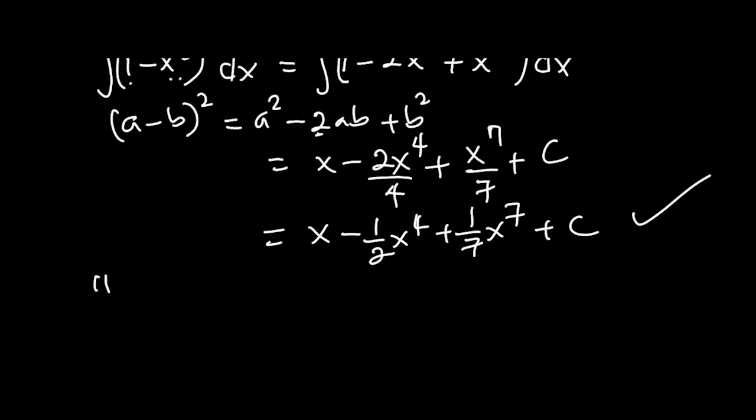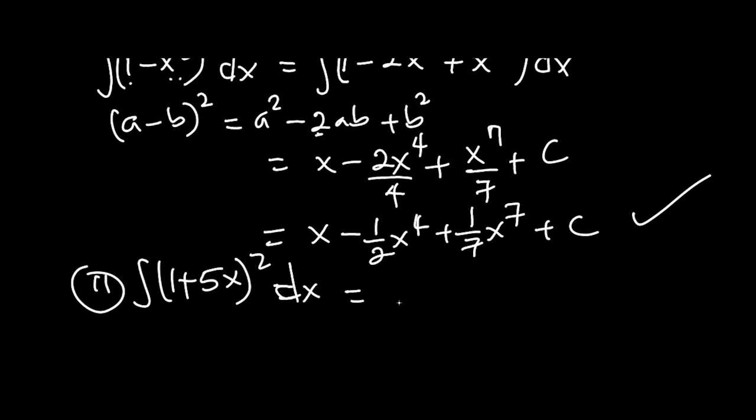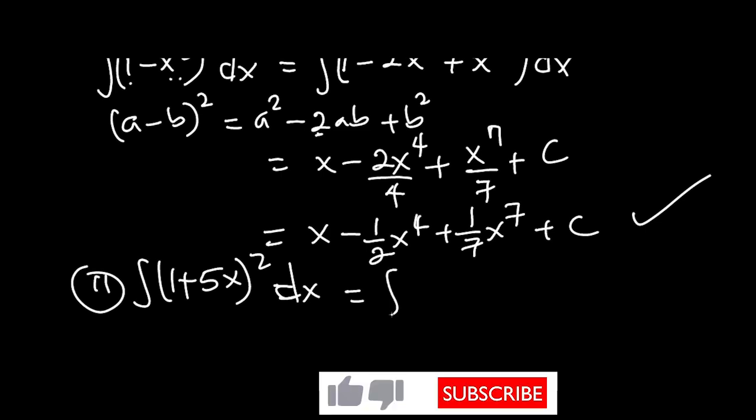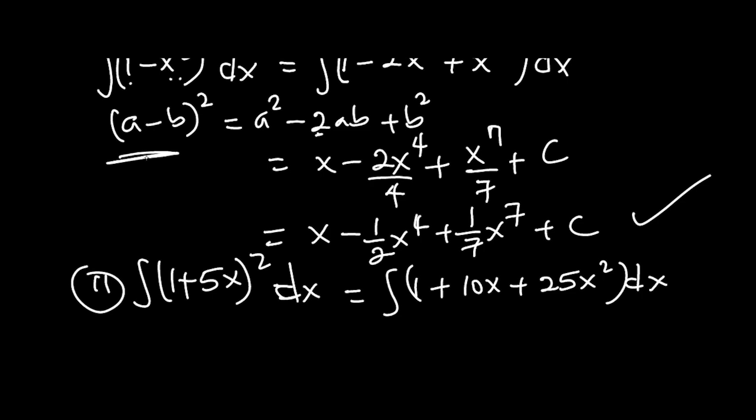The second one, integral of 1 plus 5x all squared dx. Do the expansion for this one also. Don't forget the dx. We do the expansion, so this will be 1 plus 2 times 5x, that's 10x, and then plus 5x all squared, that's 25x squared. Apply this a plus b squared properly to make it work fast.